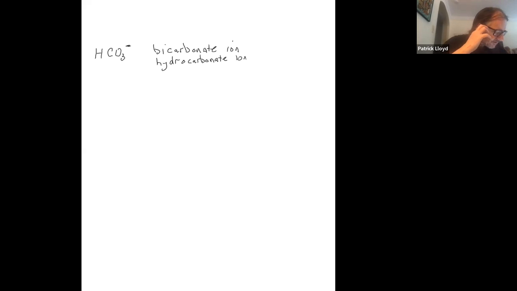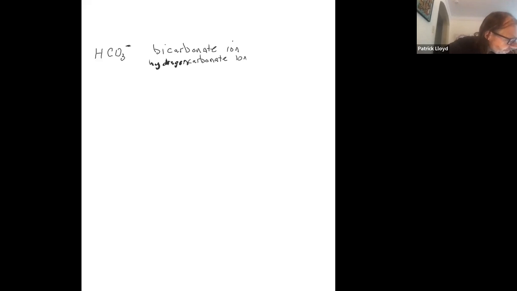So this is, by the way, called the bicarbonate ion. For those of you that are biology majors, you've got to know this one. Or if you're a chemistry major, you've got to know this one. Also referred to as hydrogen carbonate. Bi is the older word, but we still use it. Sodium bicarbonate, right? Baking soda. So not hydrocarbonate, hydrogen carbonate. Hydrogen carbonate ion. Okay, HCO3.